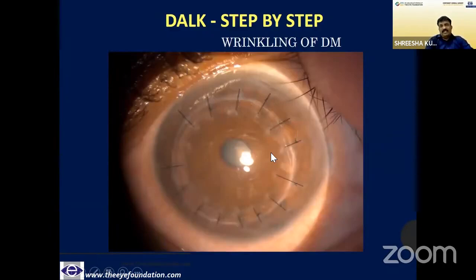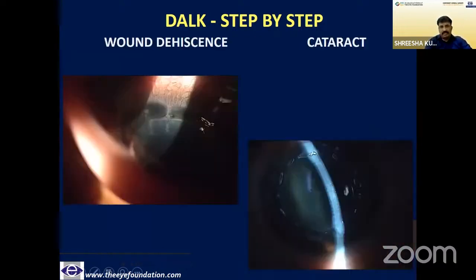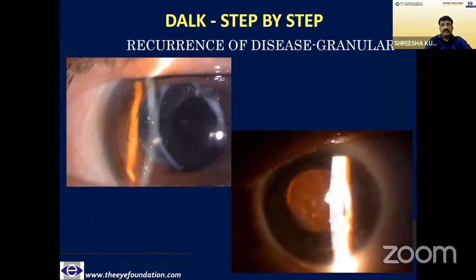And other rare complications like wrinkling of DM: if the wrinkling happens in the center, it can affect the BCVA, but if it is in the periphery, it may not affect the BCVA. And these are some of the common complications. Raised intraocular pressure could be due to various reasons, and wound dehiscence or cataract formation due to various reasons. And recurrence of the disease: this is a case of granular dystrophy, for which I have done a DALK, and the patient developed recurrence of the disease. Of course, it has not affected his BCVA, so we continued with this.